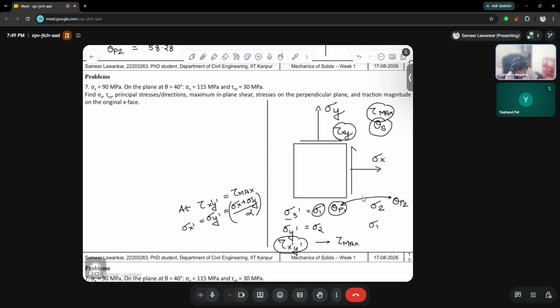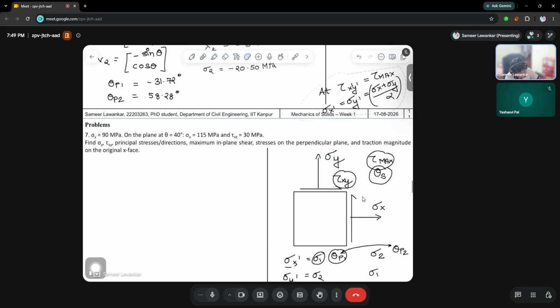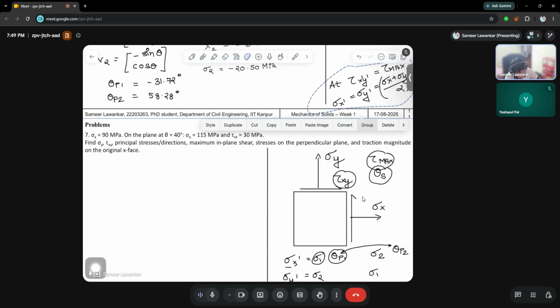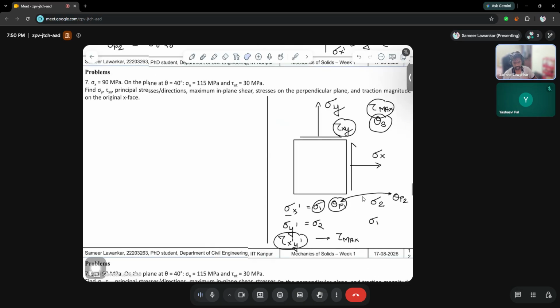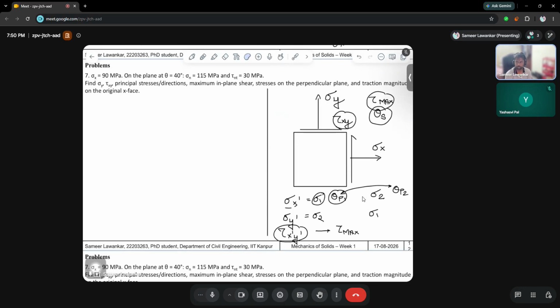I can just keep it for future reference. This is just a revision part, you can ignore it. Please solve this question and then we can end this session. At least calculate sigma y, tau xy.